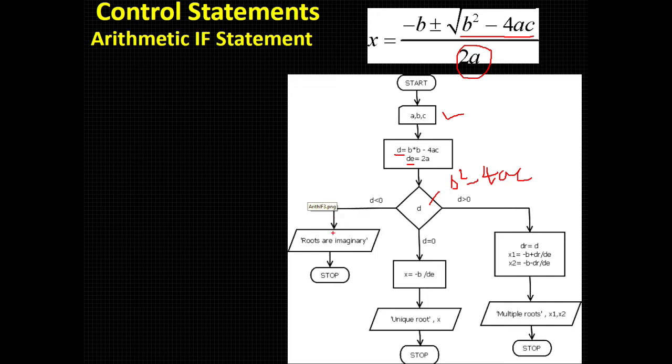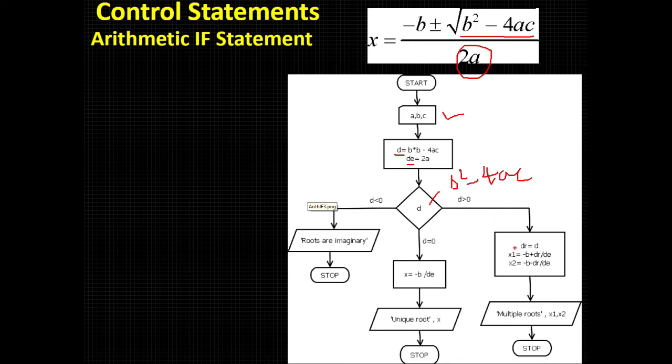And remember, we have seen that if the value is negative, the roots are imaginary. Similarly, if the value is equal to 0, in that case there will be a unique root, only one root. And if the value is greater than 0, meaning positive, it will have two roots. These are two roots because one root will come from plus and another root will come from minus.